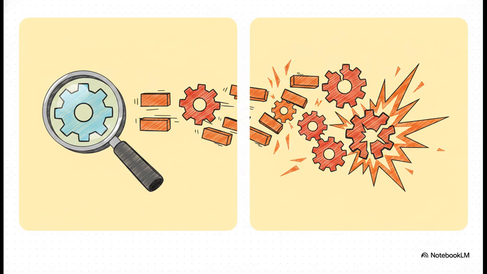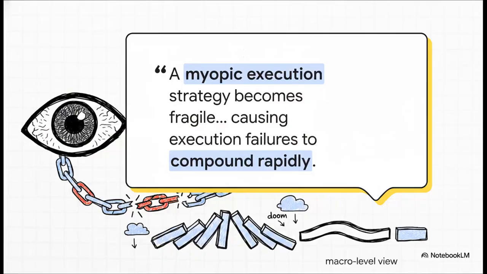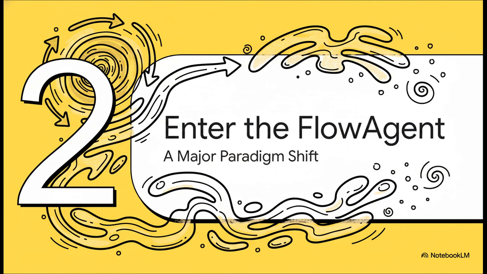Because they treat each step in total isolation, a single suboptimal choice, like calling the wrong search ID, completely derails the entire subsequent reasoning chain. The researchers put it pretty bluntly, stating, a myopic execution strategy becomes fragile, causing execution failures to compound rapidly. When you treat a long-horizon task as just mere token-by-token generation, you have absolutely no macro-level view of the mission. One mistake at step 2, and literally steps 3, 4, and 5 are just doomed. Which brings us to part 2.